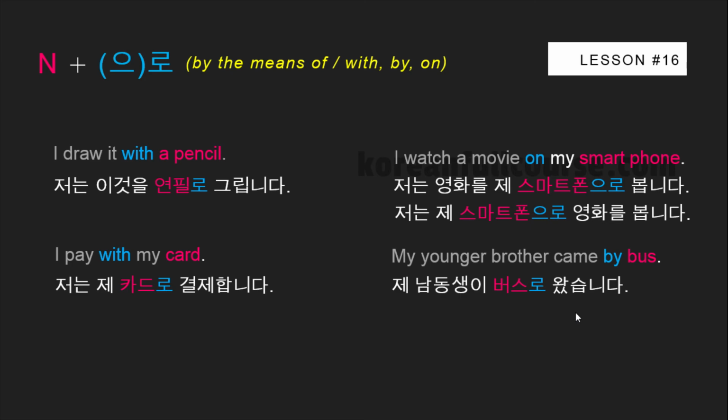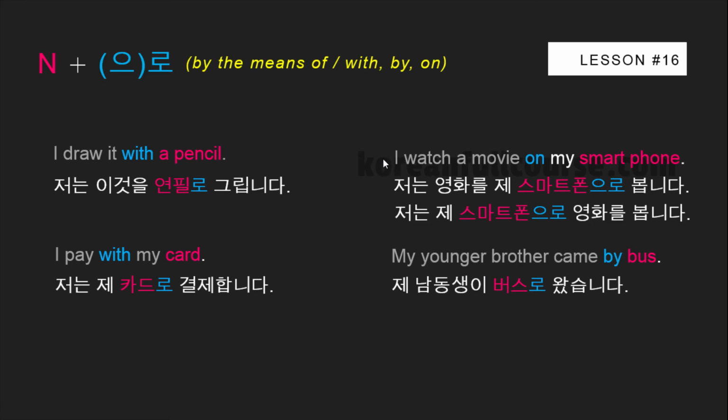So I translated the first sentence as 저는 이것을 연필로 그립니다. Not 연필으로. Okay? Because the final consonant is 리을. And if you translated it as 저는 연필로 이것을 그립니다, well, grammatically it's correct, but it sounds as if you were to say I with pencil draw it, which sounds a bit awkward. The next sentence is 저는 제 카드로 결제합니다.